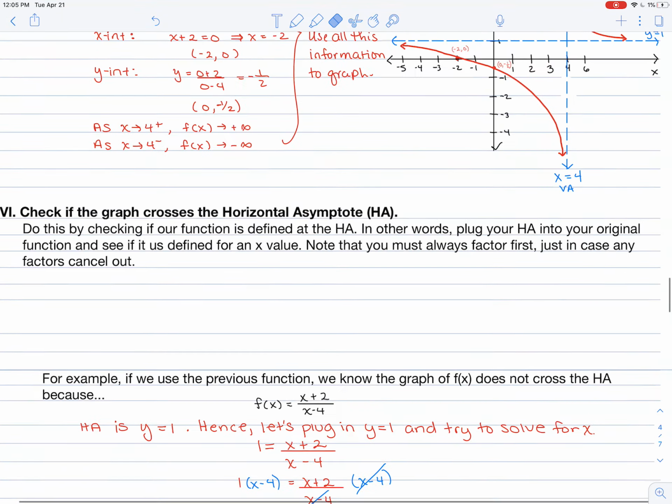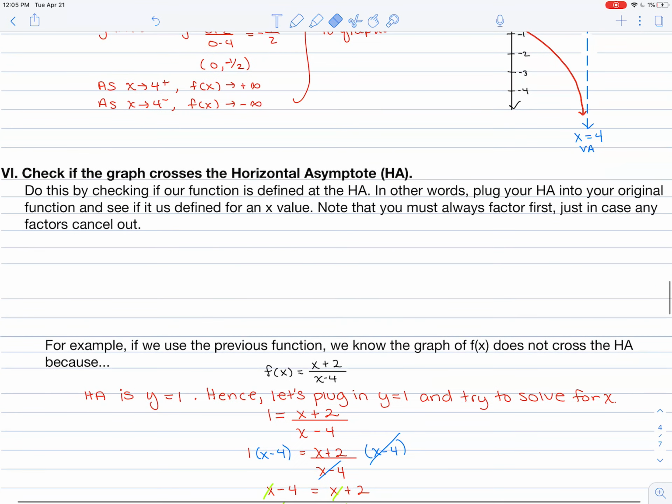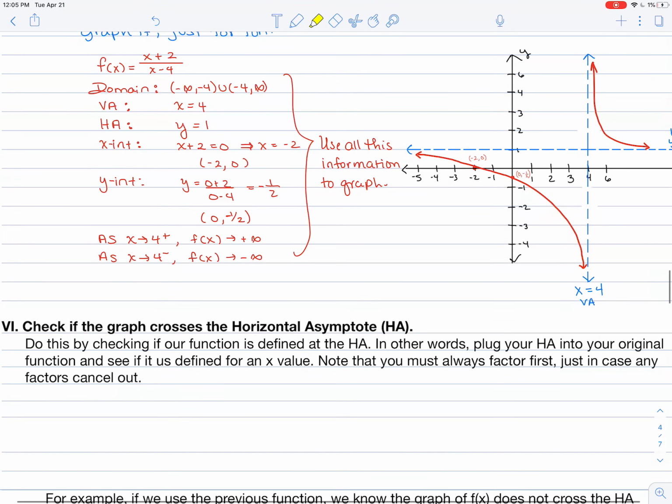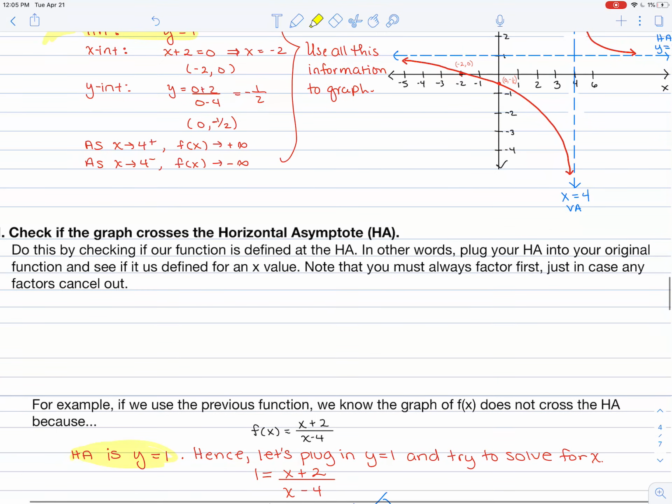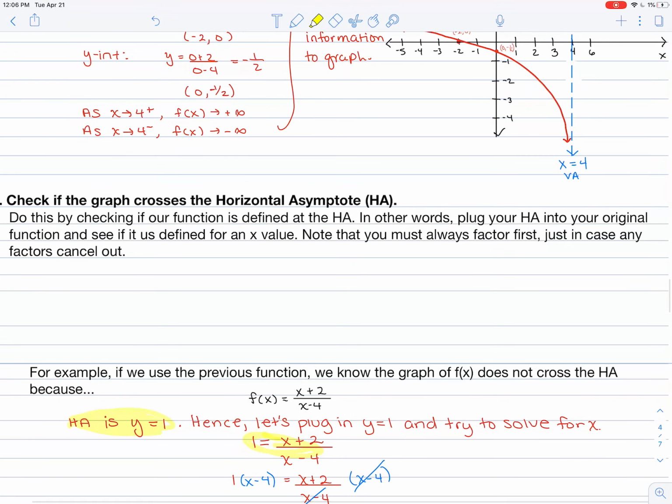Now recall that our horizontal asymptote was y equals 1, and we found that out in the previous example. I'm going to highlight it so you can see what I'm talking about. So we found out that the horizontal asymptote was y equals 1 since the degrees of the numerator and the denominator are the same. Hence, let's plug in y equals 1 and try to solve for x.